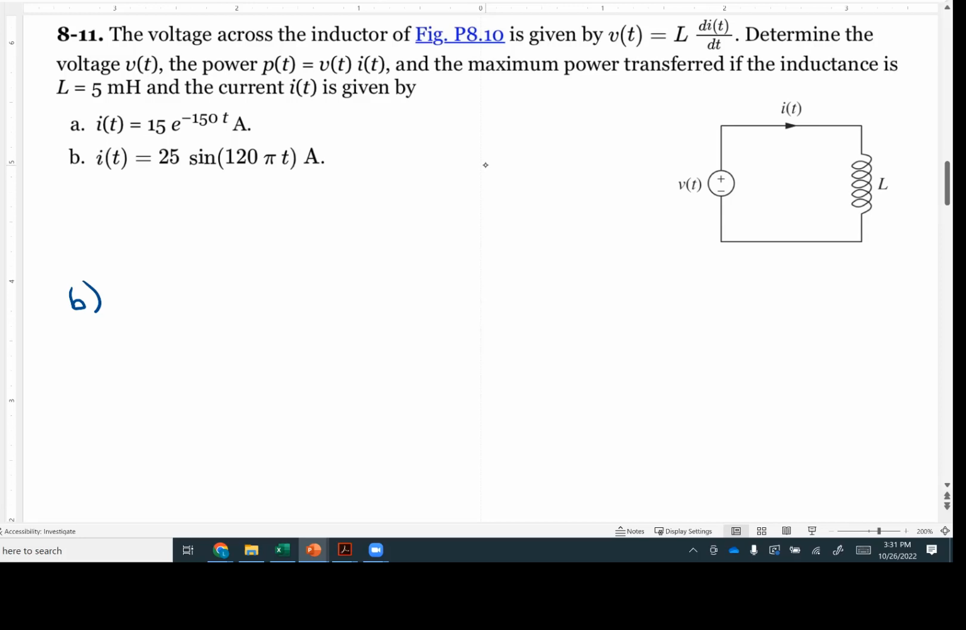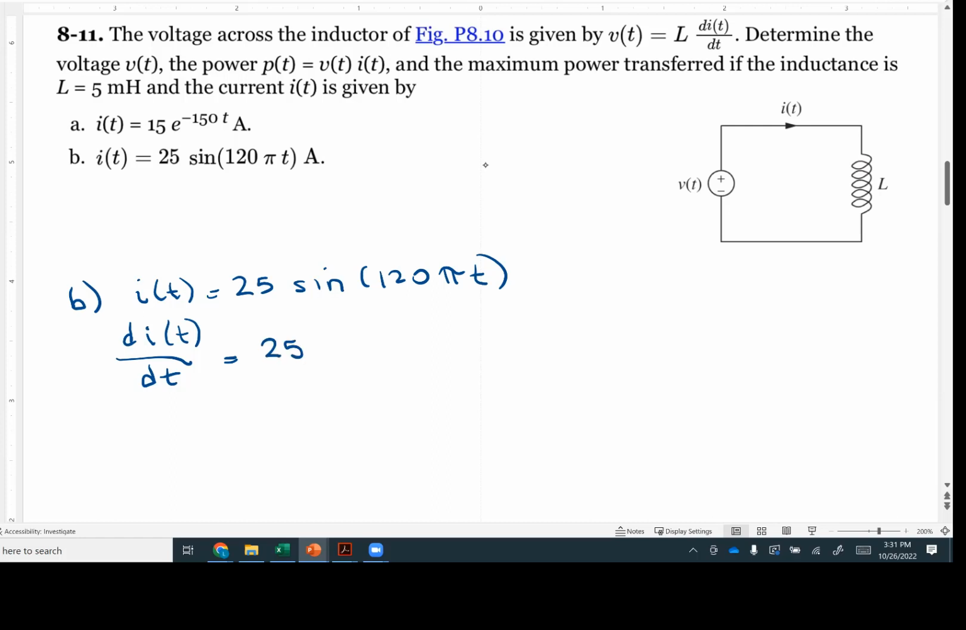We have to find the derivative of I. So we have I of t is equal to 25 sine of 120 pi t. And the derivative of that is equal to 25 times the derivative of sine, which is cosine of 120 pi t. But we also have to multiply by that part right here, which is 120 pi.